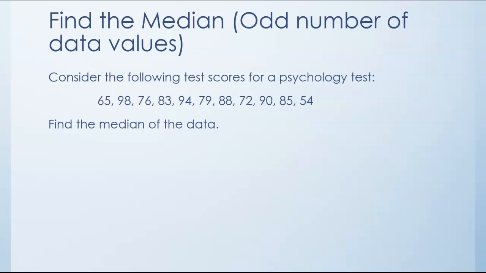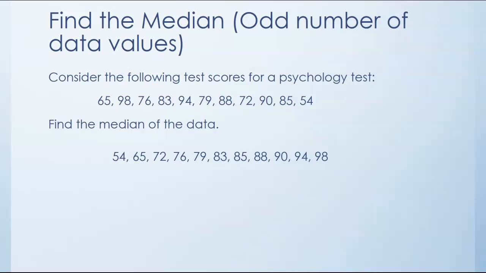Now again, remember, no matter what, we are going to put this data in order. So if I do that, I get this list of the data points starting with 54 ending at 98, which is our high score. Now since there are 11 data points, one of the easiest ways I found to figure out the median when you have an odd number of data points is to take that 11 and divide it in half. So 11 divided by 2 is going to give us 5.5, and just round that up to the sixth. Basically what that means is our sixth data point is going to be our median.